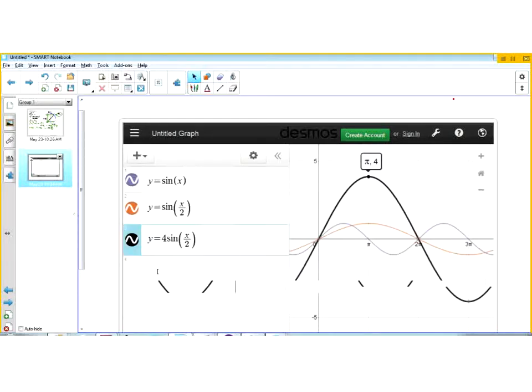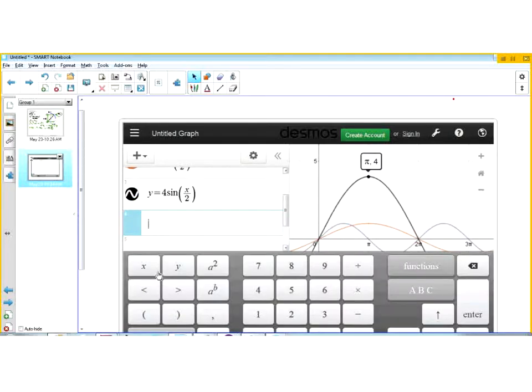Now we can still do some more transformations. We can take the black curve, for instance, and reflect it about the t-axis. So how about y is equal to -4 sine x over 2. Okay, and that's shown in red here.